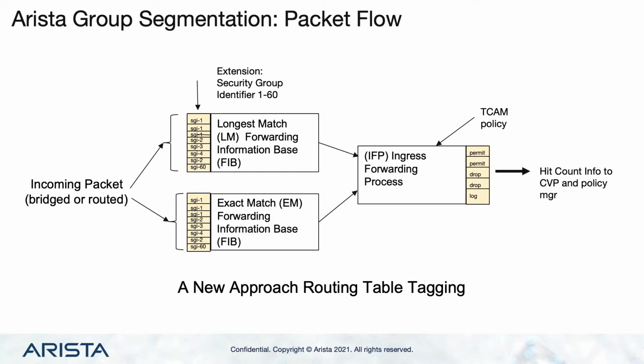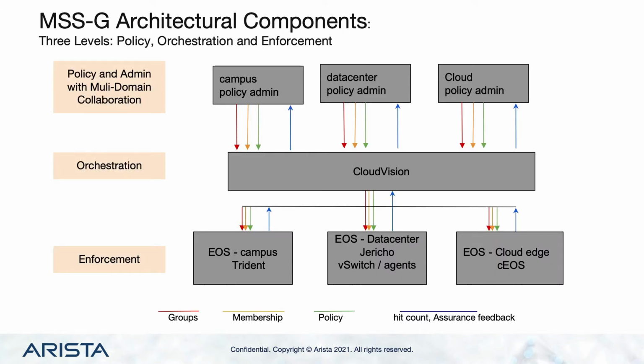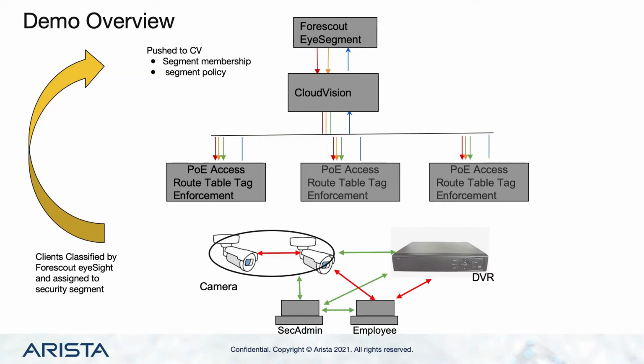Configuring the MSS group feature broadly consists of the following steps. Define prefix IPv4, IPv6 match lists. Define segments using match lists. Define policies between segments and enable the feature. This slide briefly discusses the three planes in MSSG implementation. Policy and admin planes are where third-party policy servers live. CloudVision resides in the orchestration layer, receives the policy definition from the policy plane, and pushes the configuration to the enforcement layer, that is the switch layer. Let's review MSSG with a demo.